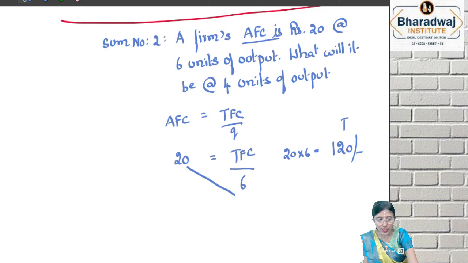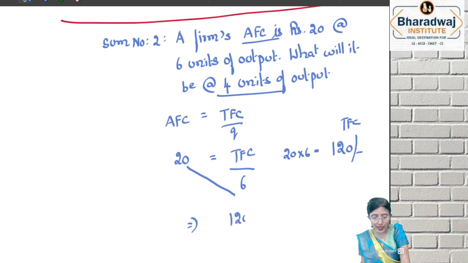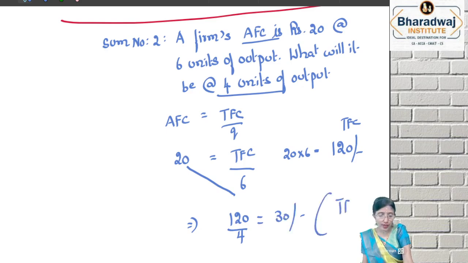I got my TFC now. From the available data, I am doing this. Now, for the 4 level of units, what will AFC be at 4 units of output? I divide my 120 by 4 and I get 30. Because I know it is TFC, AFC is TFC by Q.